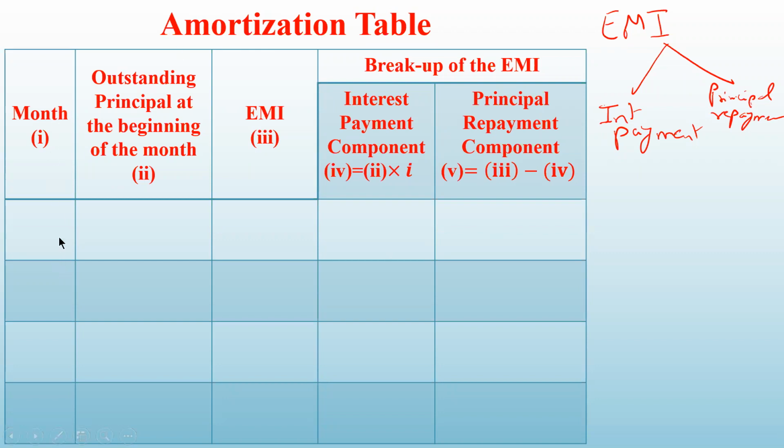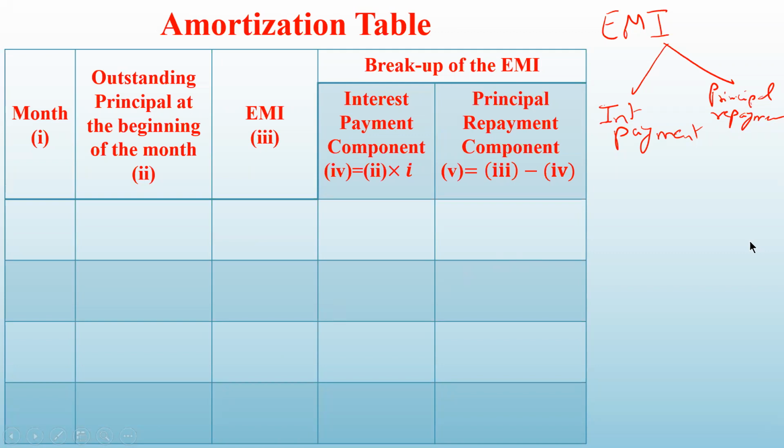The first column is month. The second column is outstanding principal at the beginning of the month. The third column is EMI. And the fourth column is divided into two columns, the fourth one and the fifth one. The fourth becomes the interest payment component, and the fifth column is the principal repayment component. The fourth and fifth are the breakup of the EMI. Okay. Now let us prepare this table.